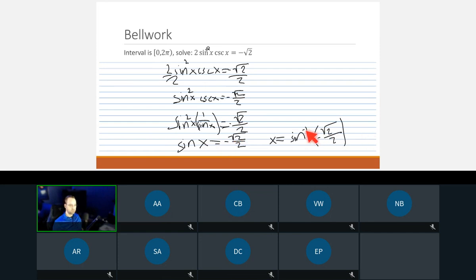And then the question is now, all right, what are the angles where your y value is negative rad 2 over 2? And you would go to your unit circle and you would identify, well, where y is negative rad 2 over 2. And the 2 answers that you will get, I'm just going to uncover it, would be 5 pi over 4 and 7 pi over 4. Nice job, George. Thank you.